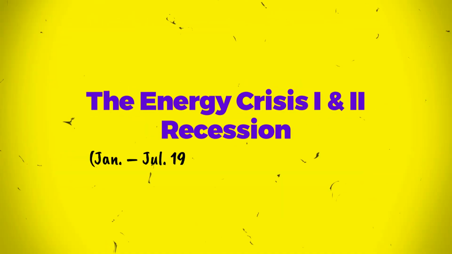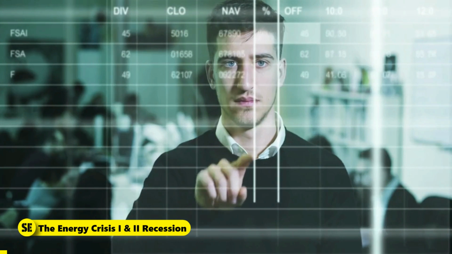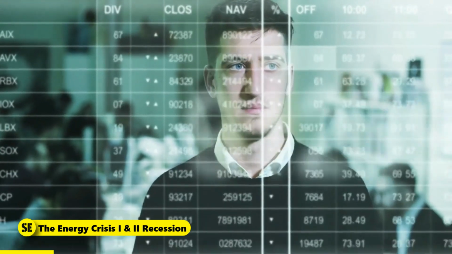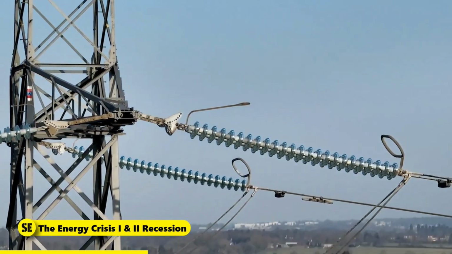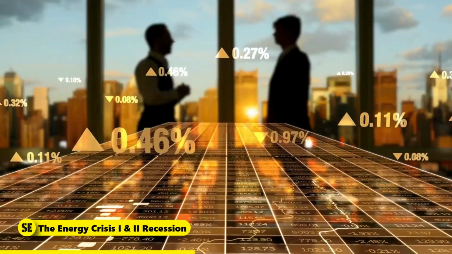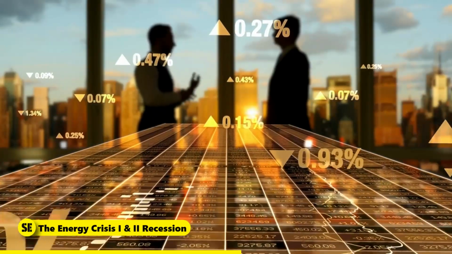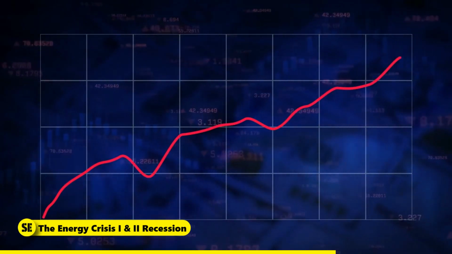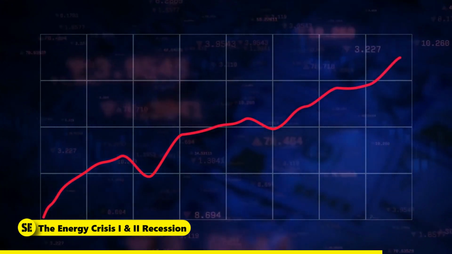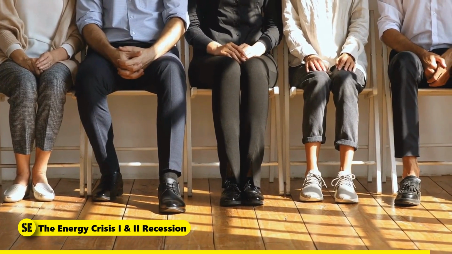The Energy Crisis 1 and 2 Recession. After the Oil Shock Recession, the economy experienced a period of growth. However, high inflation and soaring energy prices posed challenges. The economy faced a double-dip recession in 1980, followed by the worst economic downturn since the Great Depression from 1981 to 1982. Unemployment rose and GDP fell during this period.